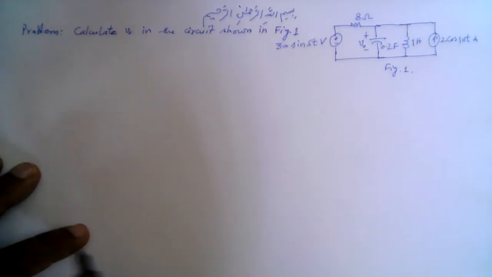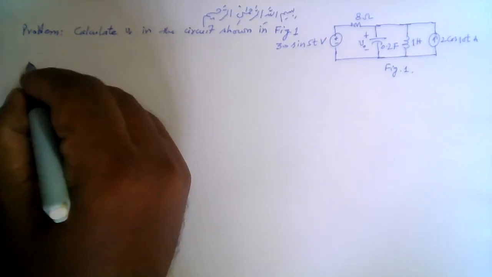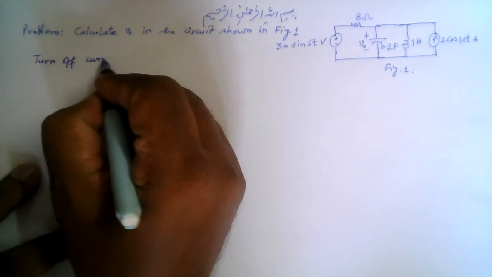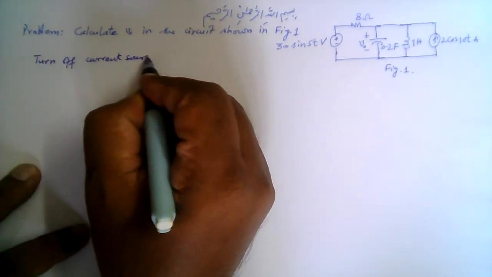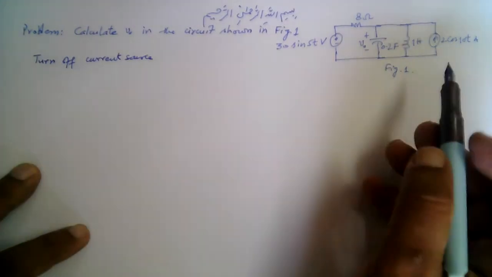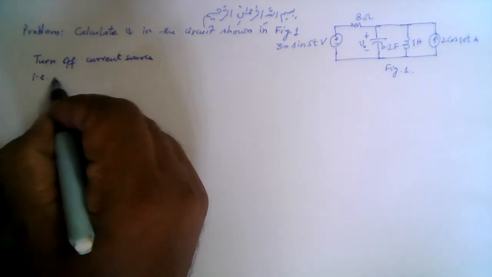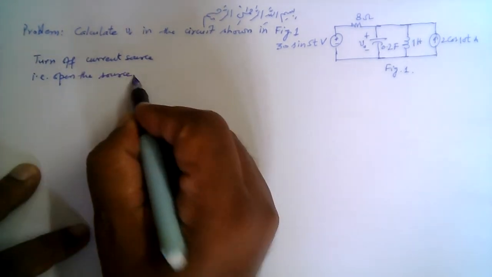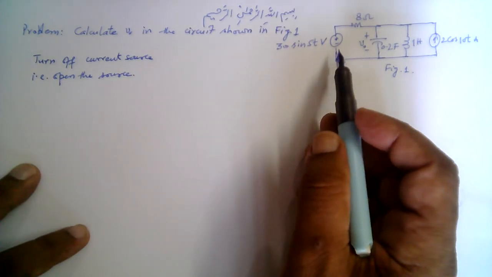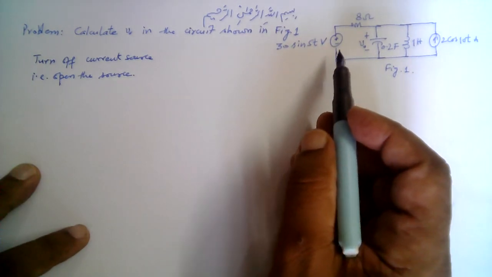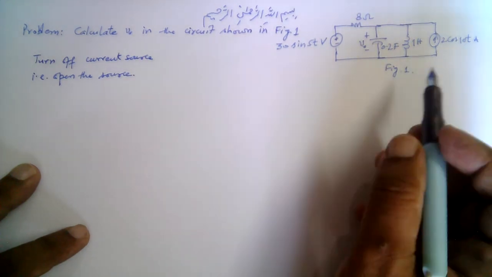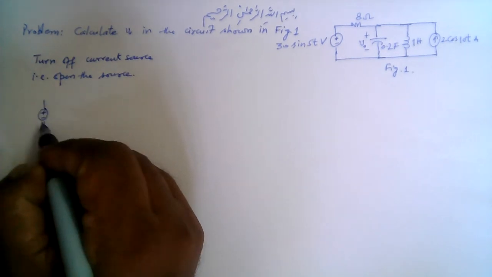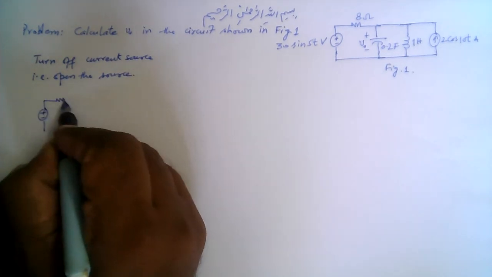So let's first turn off this current source here. Turn off current source. When we turn off a current source, we actually open the source, that is open the source. And when we turn off a voltage source, we basically short circuit the source, right? So turning off the current source, the remaining circuit with only one source is redrawn here.